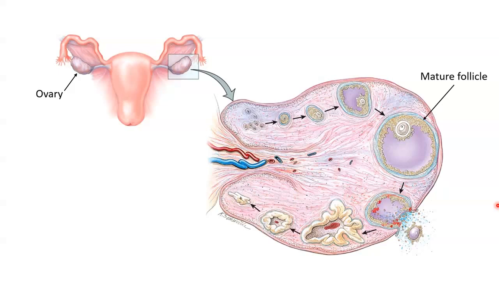Now, a mature follicle is one of these larger fluid-filled follicles. They're ready to rupture and expel the secondary oocyte, which is this structure here. This process is known as ovulation.